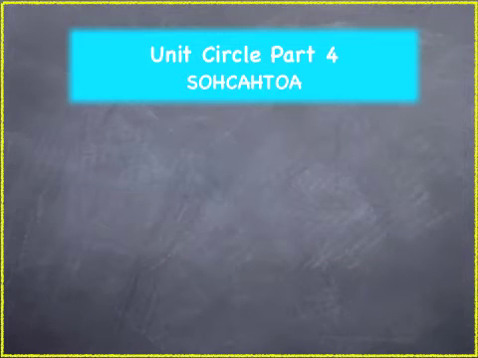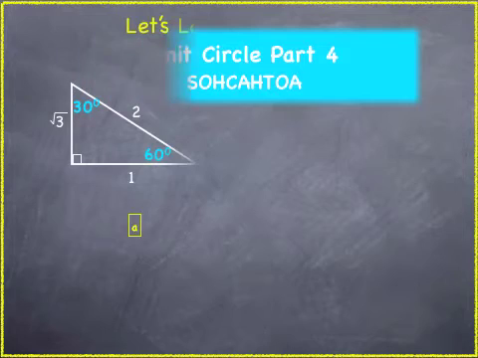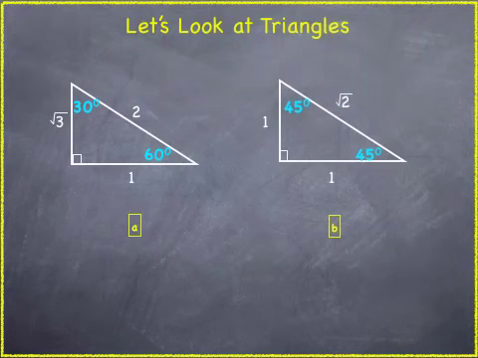Welcome. Today we're going to do Unit Circle Part 4 and specifically SOHCAHTOA. So let's look at these triangles here. We have a triangle at A. It's a 90-degree triangle with the other angles as 30 and 60 degrees.